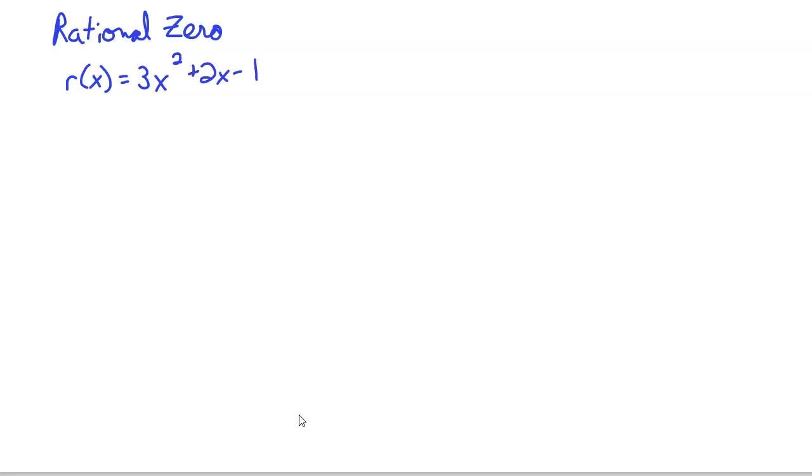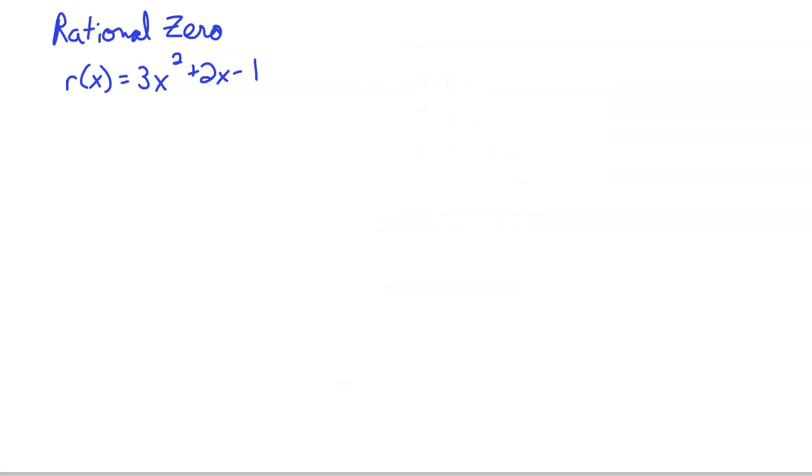To continue looking at the rational zero theorem, we're going to find all the possible rational zeros. Let's start out with r of x is equal to 3x squared plus 2x minus 1.